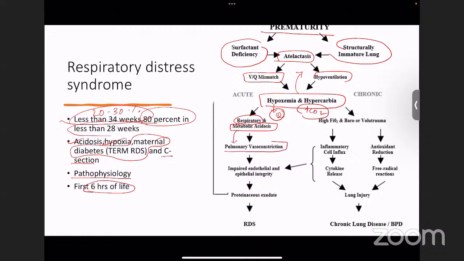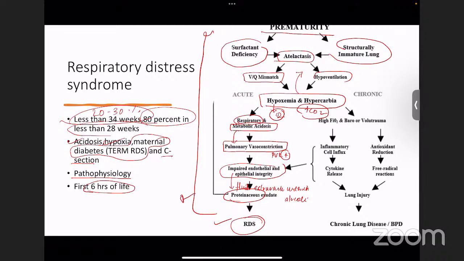risk factors for causing persistence of high pulmonary vascular resistance. As a result, the persistent pulmonary vascular resistance, like the increase in pulmonary vasoconstriction, will cause an impairment of the endothelial epithelial integrity. As a result, all the fluids start to extravasate within the alveoli, leading to the formation of proteinaceous exudate, leading to the condition of RDS. So this is the pathophysiology. Writing this is more than enough for your pathophysiology.